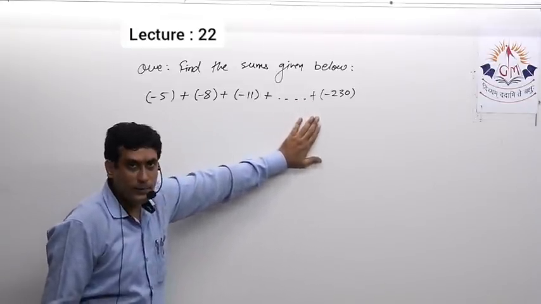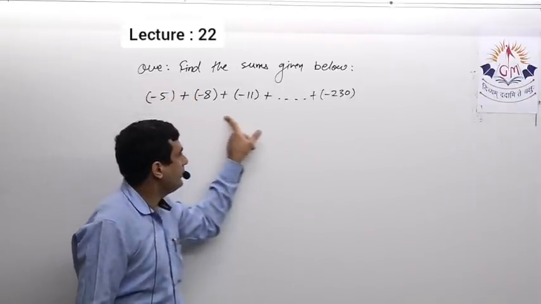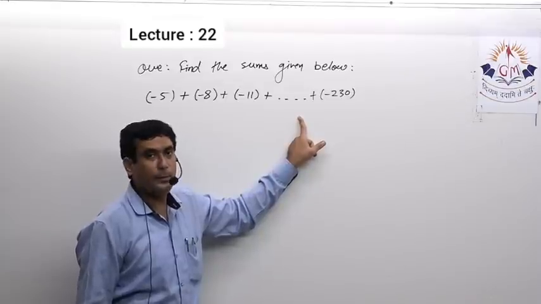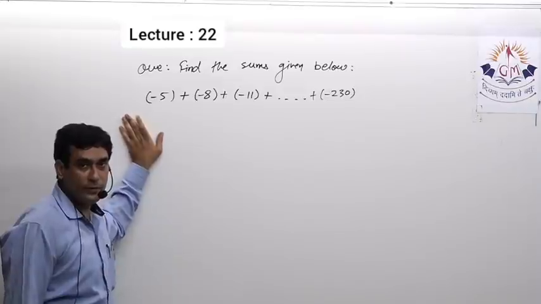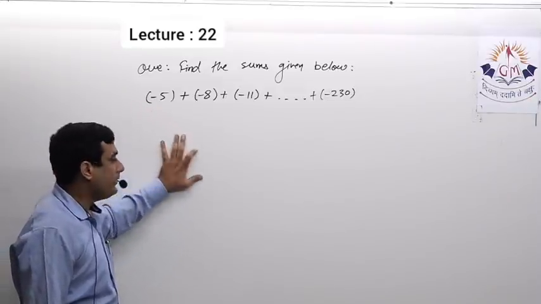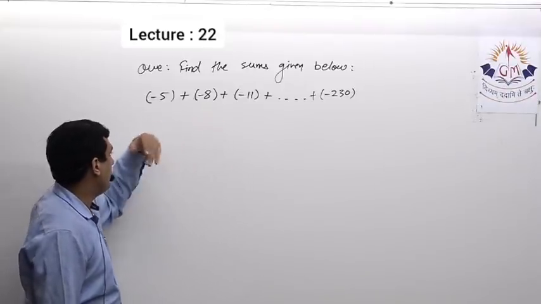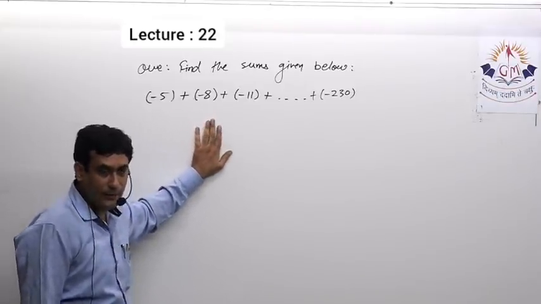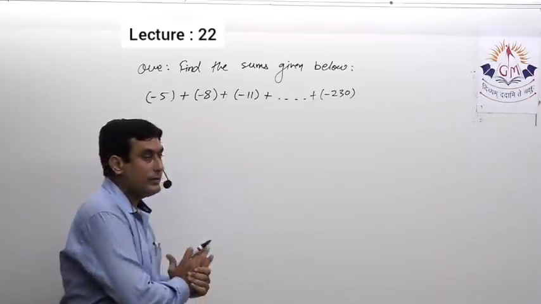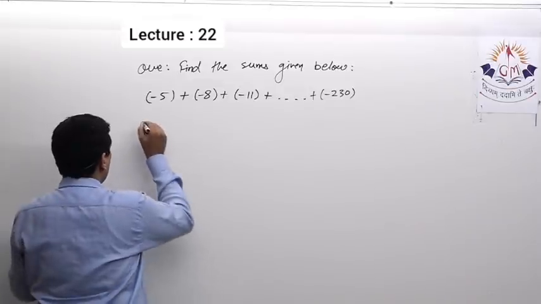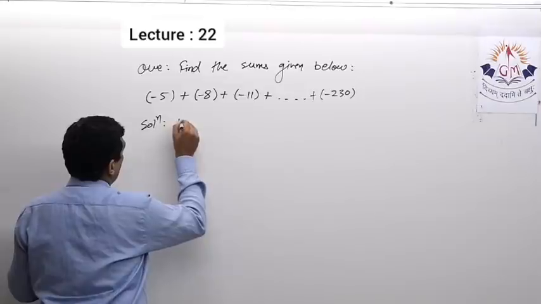Now if you directly start with a equal to minus 5 and then find d and n, it will be incorrect. Why? Because it is not given whether this sequence is an AP or not. So first of all we have to check whether this is an AP or not, and if it is an AP then we can apply the formula. However, as per your syllabus, definitely this will be an AP, but still you have to show that portion in the solution part, whether the sequence is an AP or not. So let us see how to solve this.